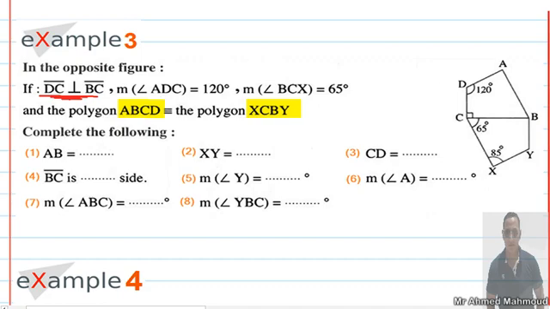Measure angle ADC equals 120. Measure BCX equals 65. First, AB equal to what? It's difficult from the shape, but it's easy from here. AB equal to CX. We write AB XC without the line segment symbol. XY equal to what? XY equal to AD. CD equal to what? CD equal to BY.